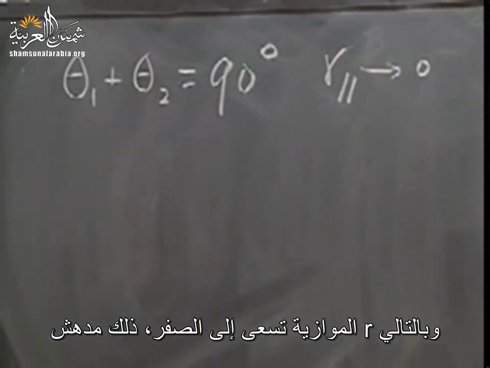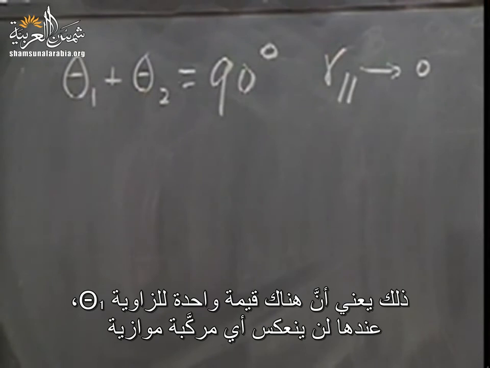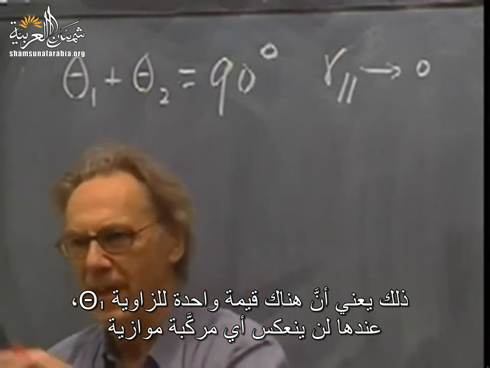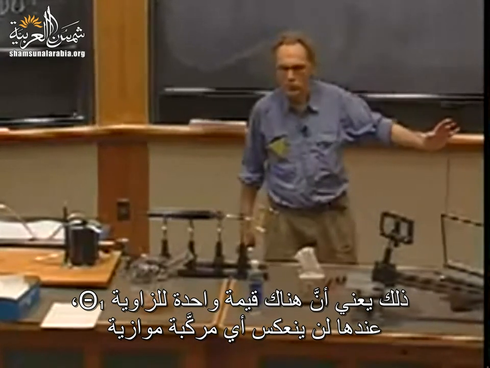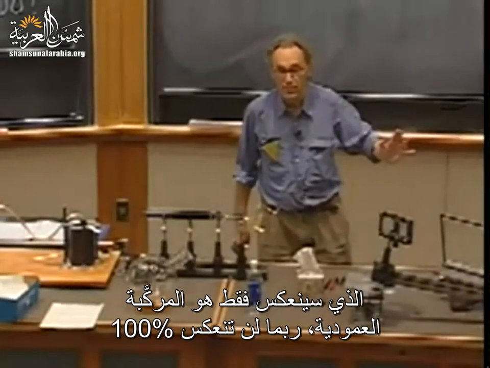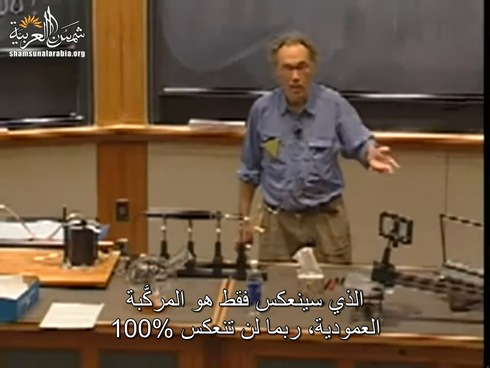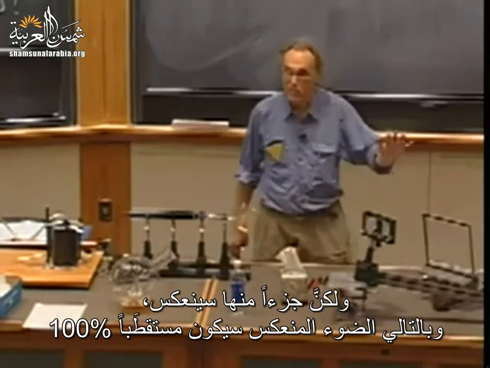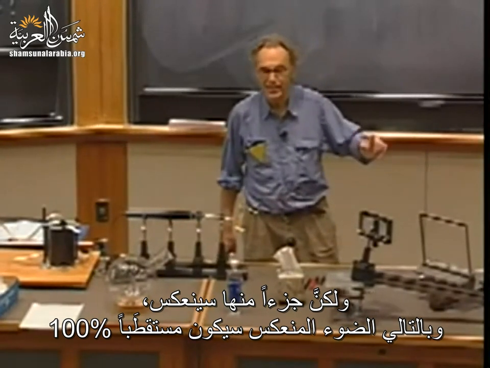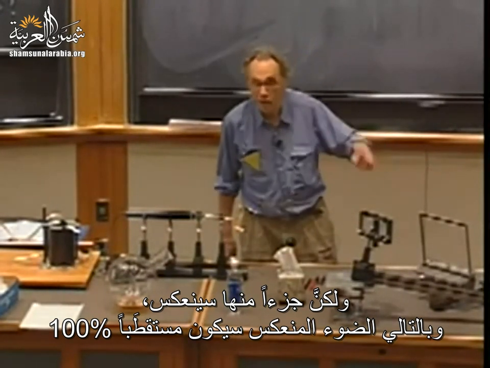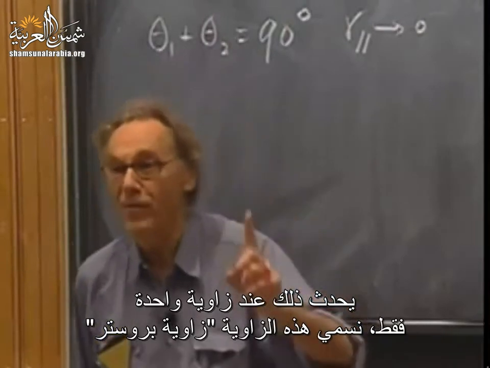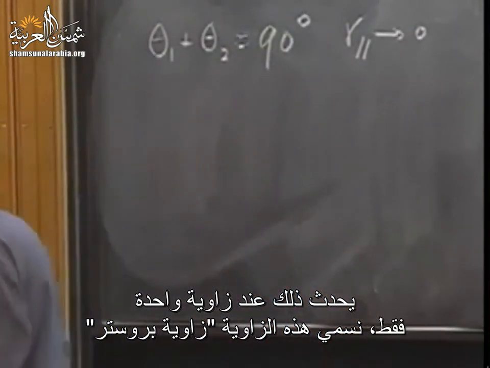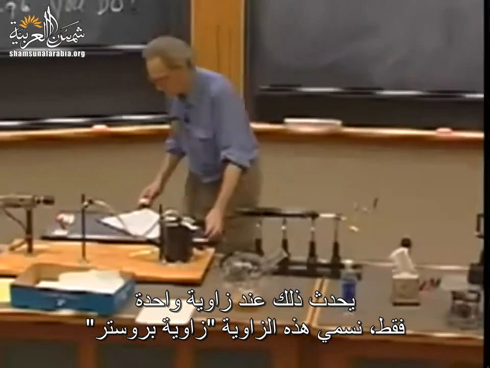That is amazing. So that means there must be one angle theta 1, if I hit it just right, that none of the parallel component is reflected. So the only thing that is reflected is then the perpendicular component. Now it may not be reflected for 100%, but some of it is reflected. Therefore the reflected light is now 100% polarized. There's only one angle for which that happens. And that angle has a name. We call that the Brewster angle.